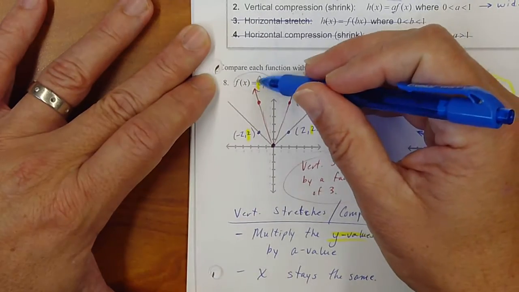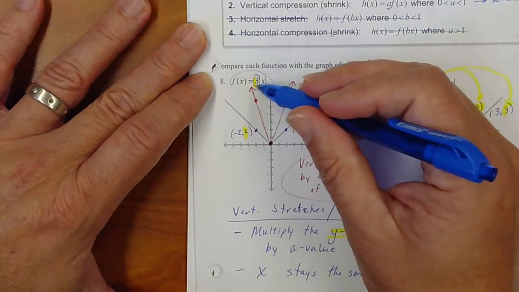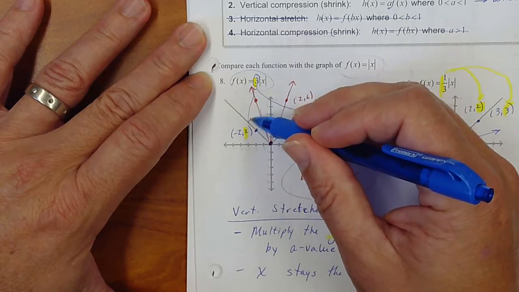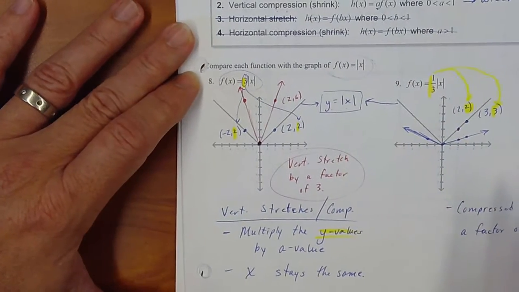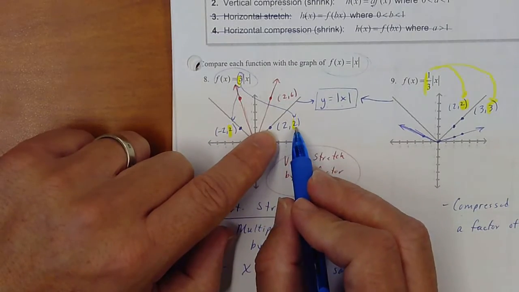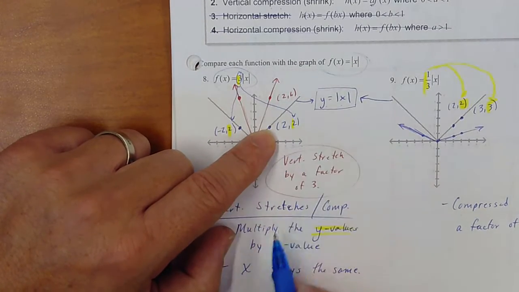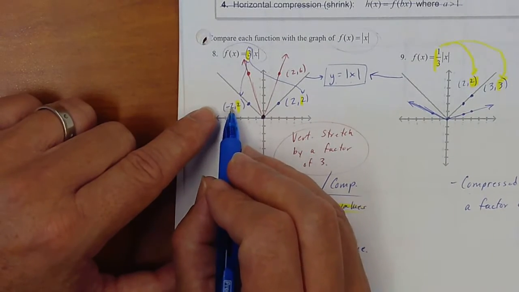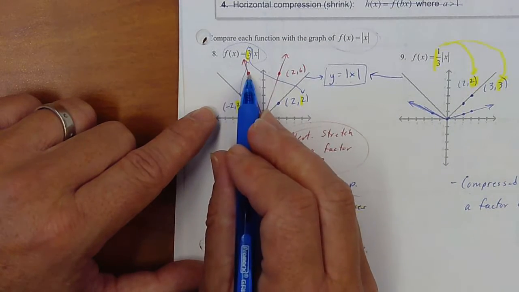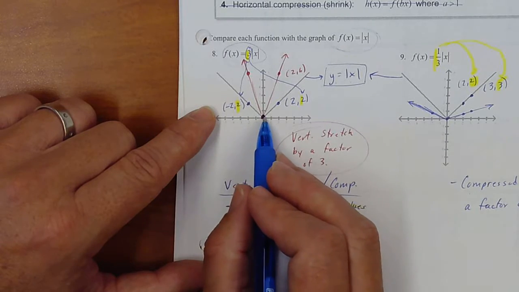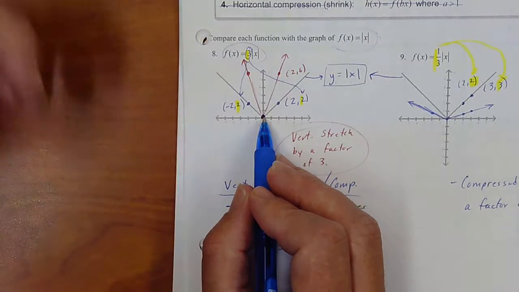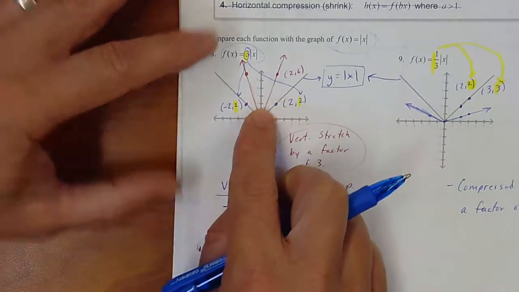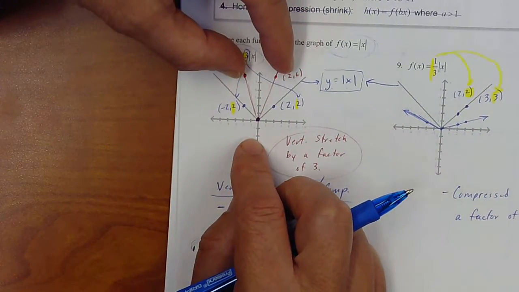So this a value of 3 becomes a multiplier. I multiply these y values by 3. So that's why the new coordinate is going to be (2, 6). x is unchanged. Same thing here, (-2, 6). Okay, and obviously when you multiply 0 by the 3, you still get 0, so that coordinate stays there. Okay, so there's a stretch, made it skinnier.